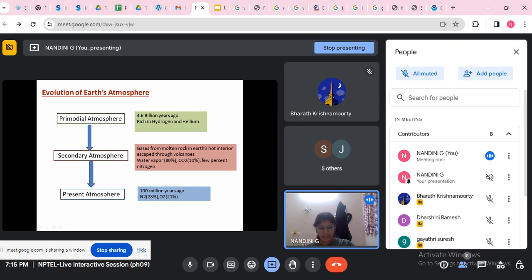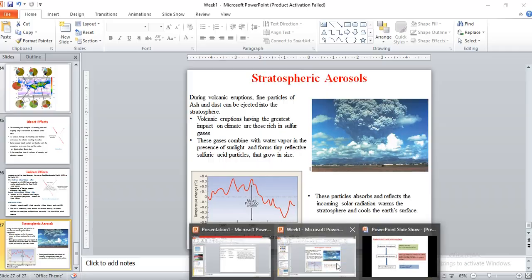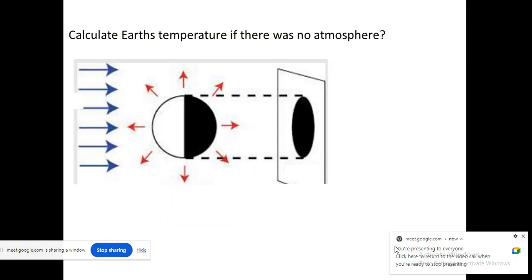Now let's look at an interesting fact. So suppose we consider that Earth doesn't have an atmosphere. Then we can try to calculate the Earth's temperature. So if Earth was not having an atmosphere, what would be the temperature of the Earth? That's what we are trying to calculate. So how can we calculate it?